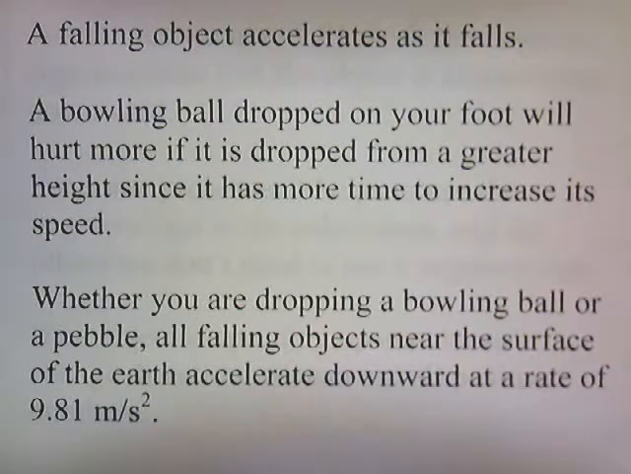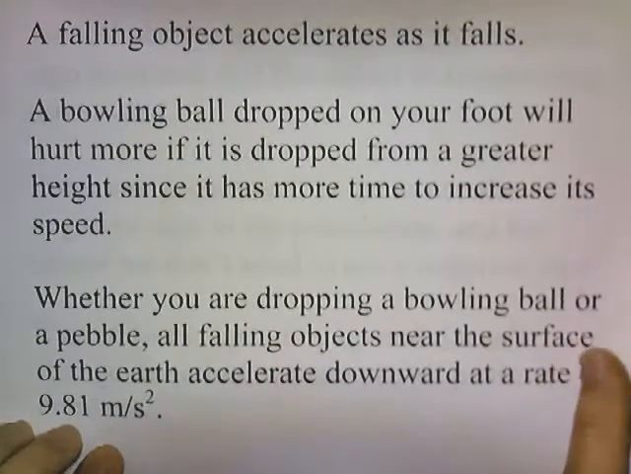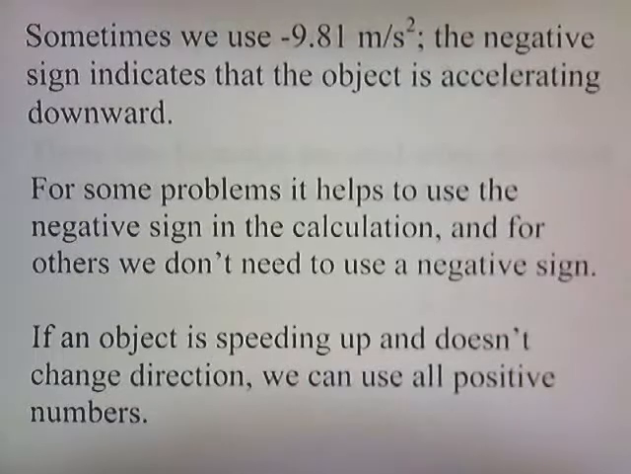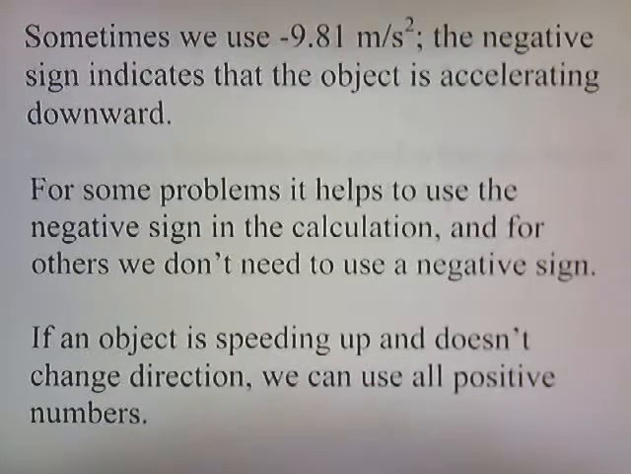Whether you're dropping a bowling ball or a pebble, all falling objects near the surface of the Earth accelerate downward at a rate of 9.81 meters per second squared. Sometimes we use negative 9.81 meters per second squared. The negative sign indicates that the object is accelerating downward.